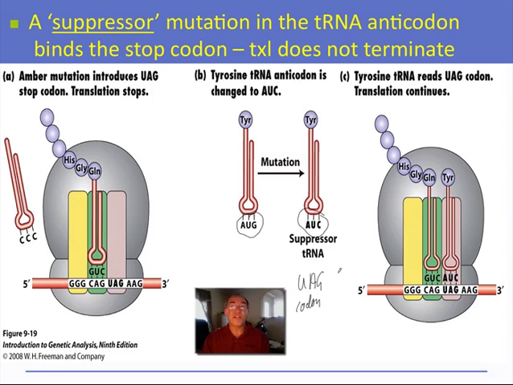Well, you know UAG is a stop codon, and so now we have a mutant transfer RNA binding to a stop codon, so this translation will no longer stop. It will produce a different protein, therefore a different protein will have a different function.